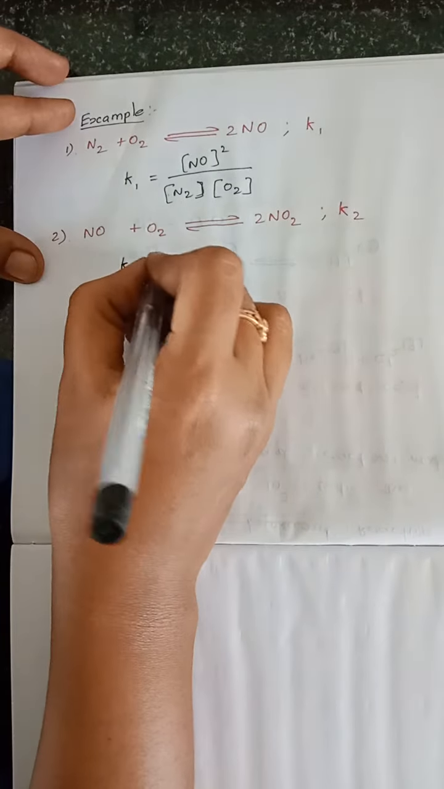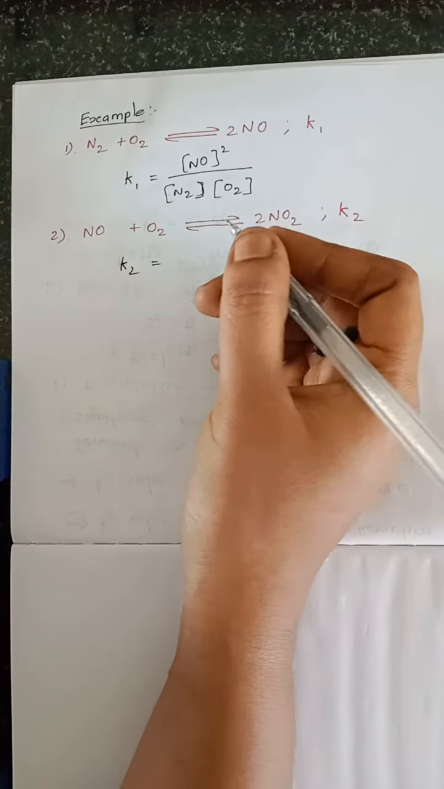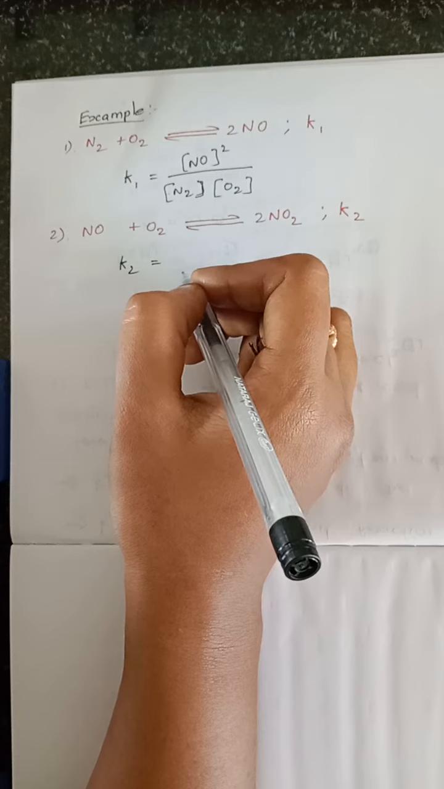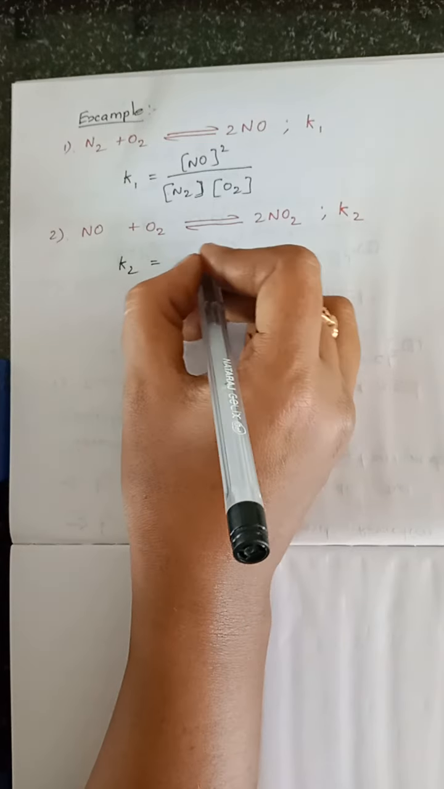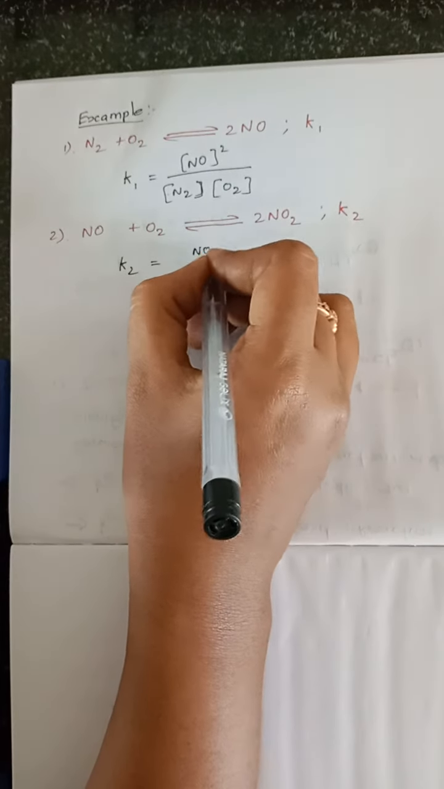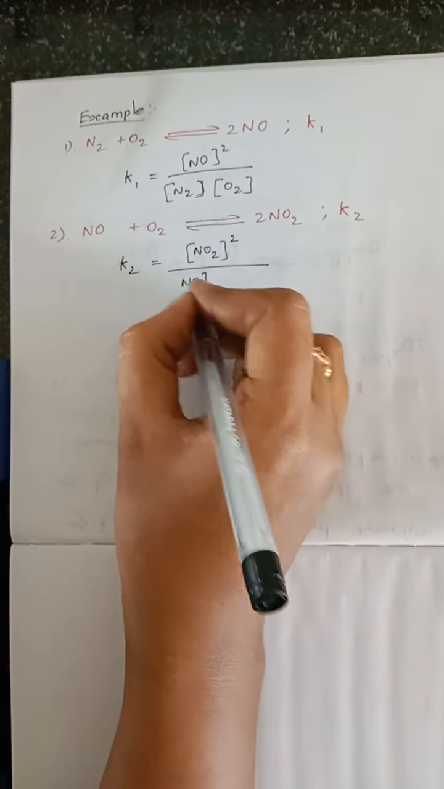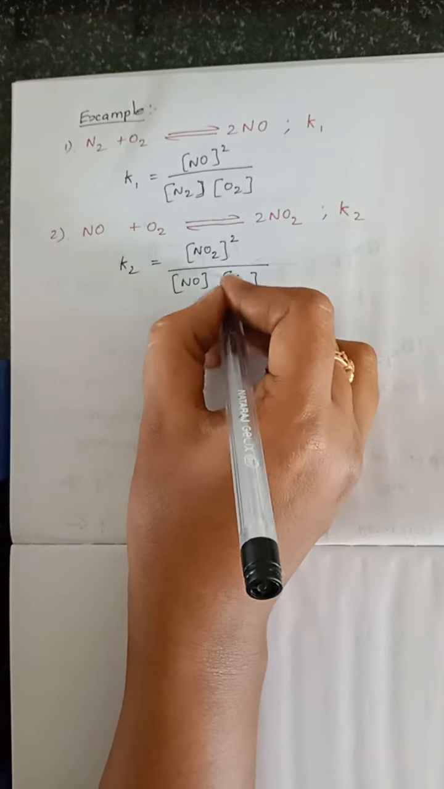In the K2 value, all of you write: the forward reaction is divided by the backward reaction. So in this forward reaction, NO2 nitrogen dioxide concentration squared divided by nitrogen monoxide and oxygen.